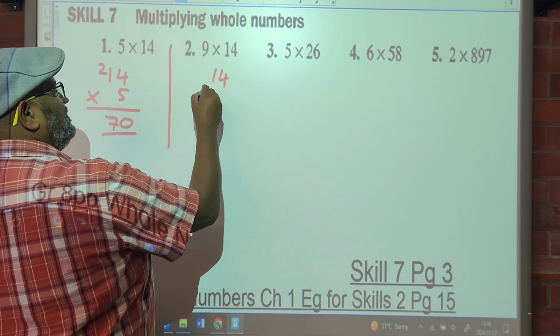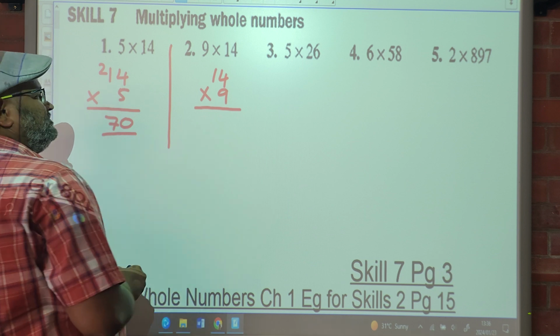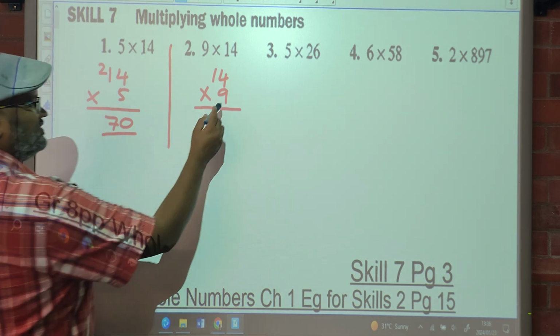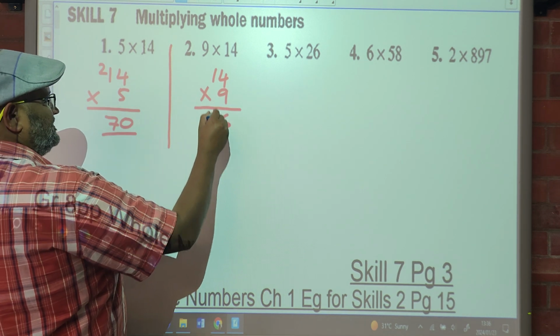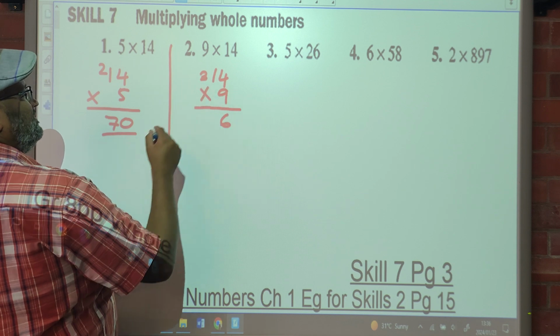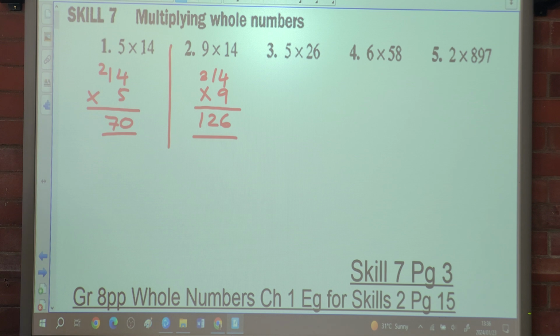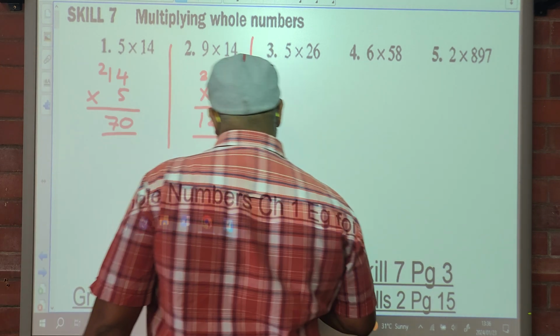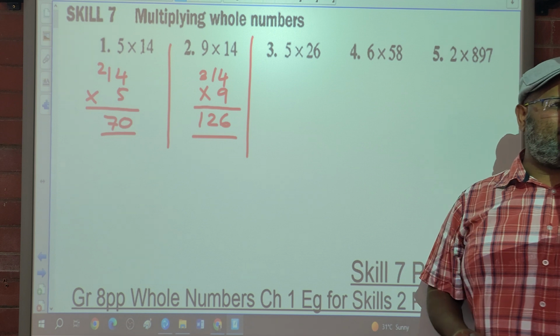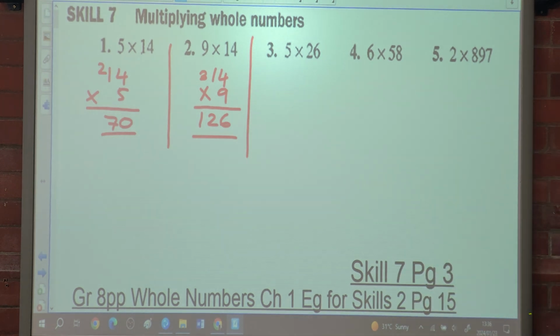Look at the next one. It's going to be 14 multiplied by 9. 9 times 4, 36. 9 times 1 is 9 plus 3 is 126. Okay. If you're not familiar with the timetable, what you can do is write out the timetable and use that page number. Remember, in the exam, you will not be using a calculator. Okay.